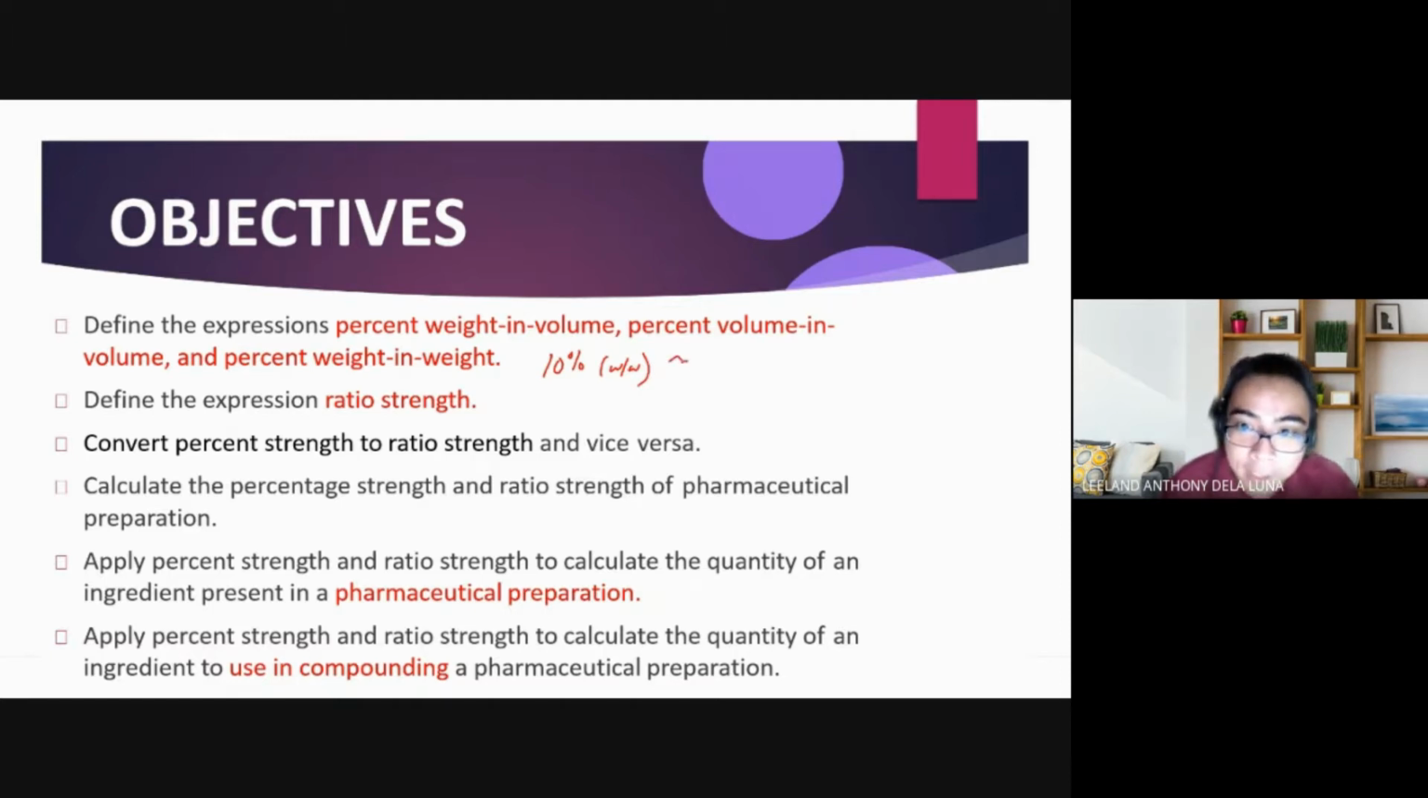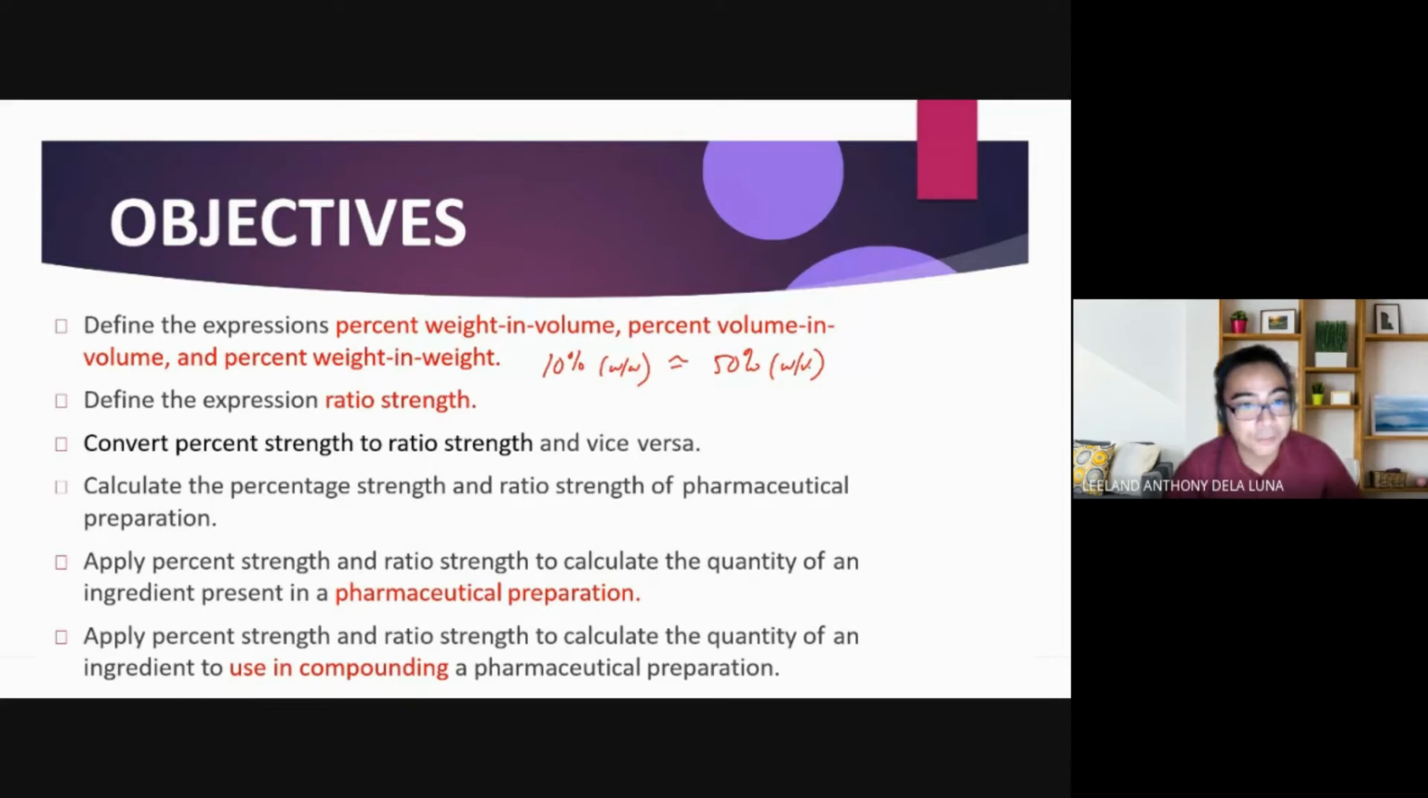Or what about, for example, you're told my solution is 50% WV. That means, class, my solution contains 50 grams of the solute and the total solution is 100 ml. That's why it is in volume. It can also be percent volume per volume, and so on and so forth. So, those are some ways wherein we can express concentrations.